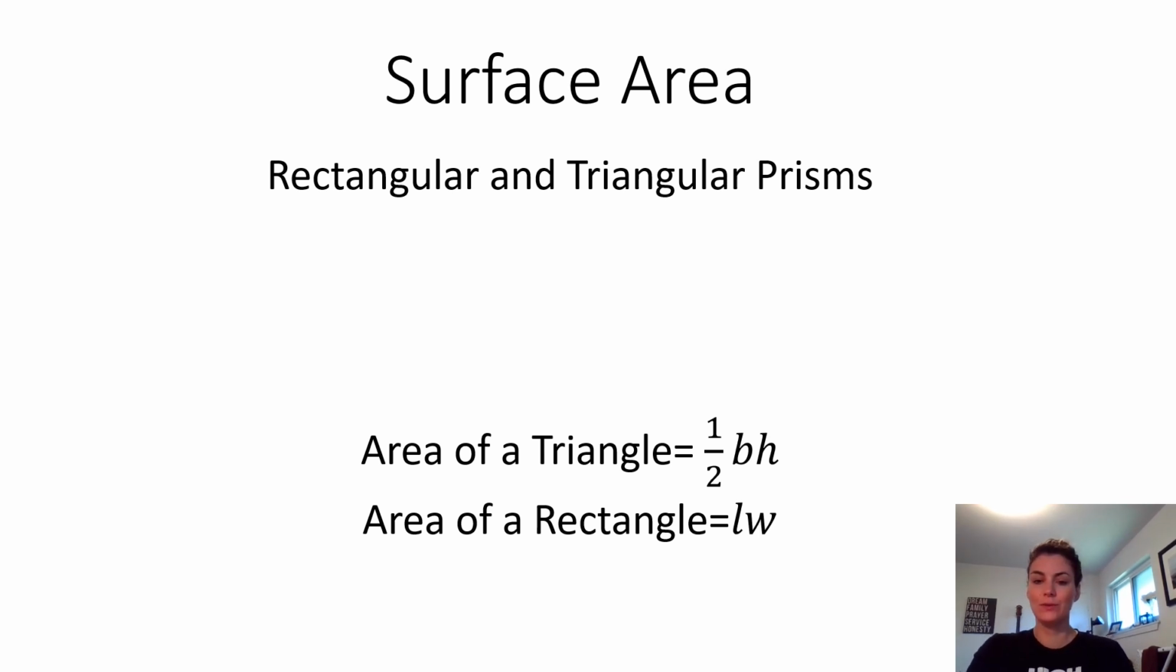Today we are going to be learning about surface area, and we're going to focus just on rectangular and triangular prisms. So a couple formulas that we need are the area of a triangle, which is 1/2 base times height, and the area of a rectangle, which is length times width, or base times height, depending on how you look at it. We are going to use both of those when we're finding surface area today.